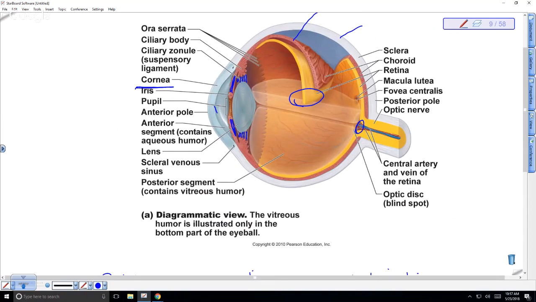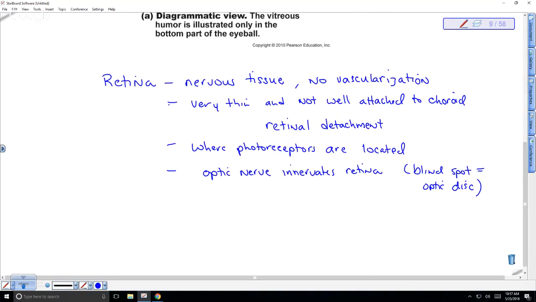Now the macula right here is the center of the retina. So let's put this in the periphery of the retina. The macula is the center of the retina.